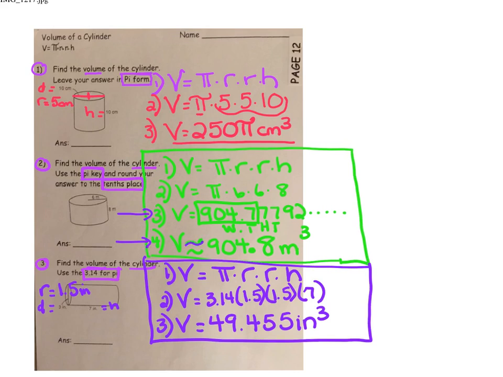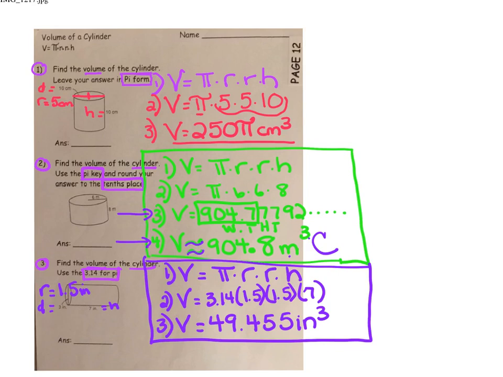Notice the symbol here. It is the approximate symbol, meaning this is a rounded answer. Give yourself a C if you're correct. Make sure you label it meters cubed.